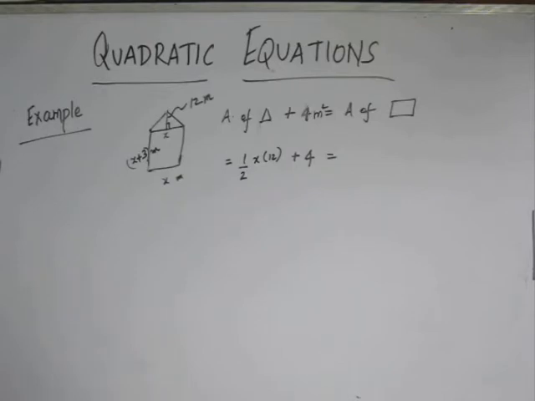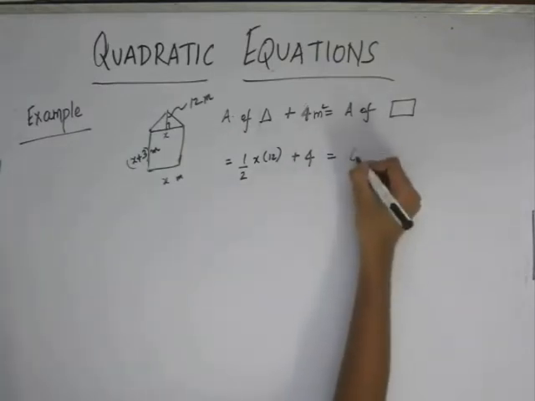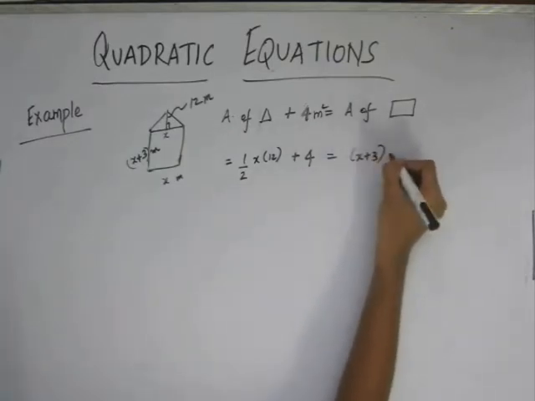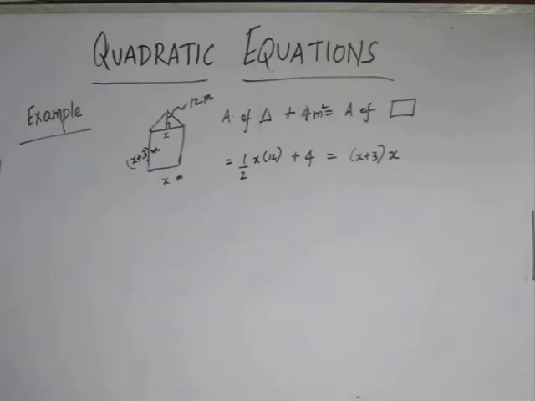And what is the area of a rectangle? Rectangle's area is given by length into breadth. The length is x plus 3 here, and the breadth is x. So the area of the rectangle is x plus 3 into x.